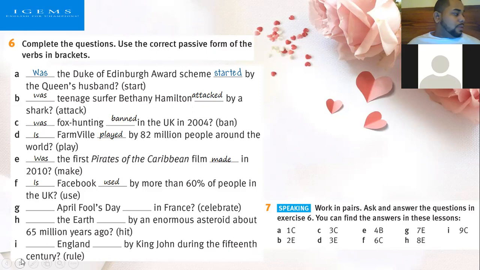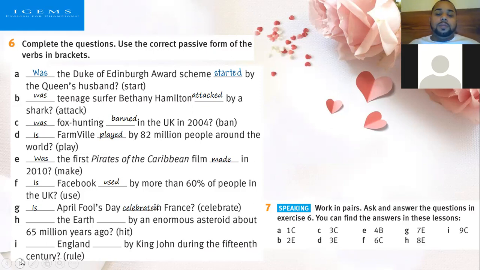So G. Is April Fool's Day celebrated in France? Okay. Celebrated in France. H.